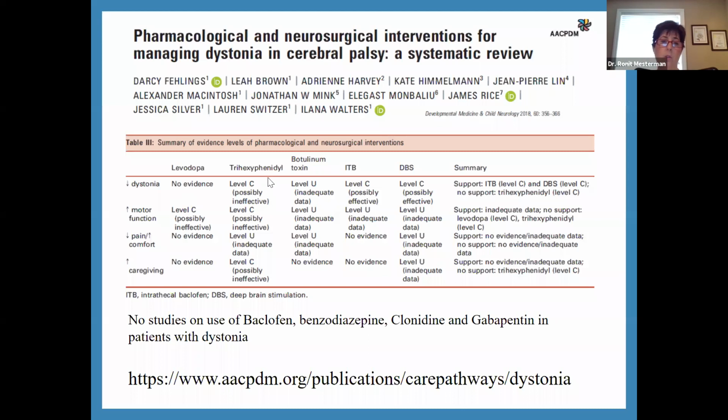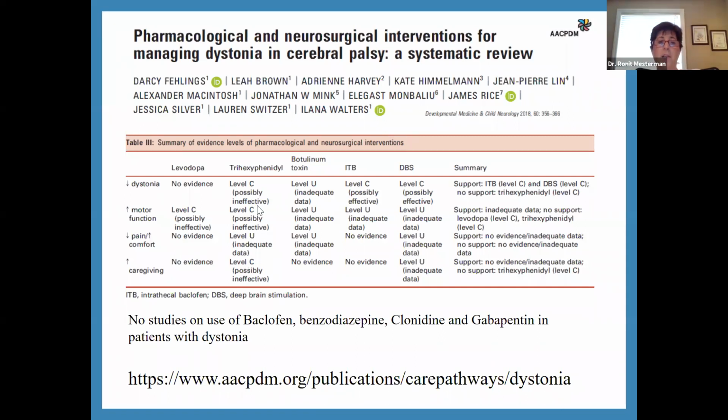The other medication that is typically considered when it comes to dystonia as oral medication is trihexyphenidyl, also known by the name of Artane. It also had very weak evidence that it is possibly ineffective. Sorry, so that is actually very disappointing, and I have to say that is also my personal impression.